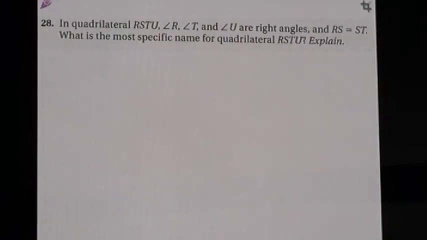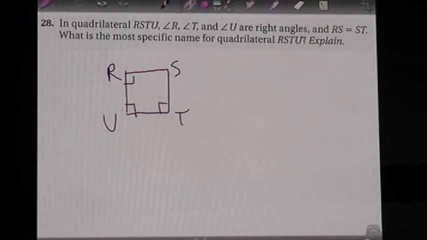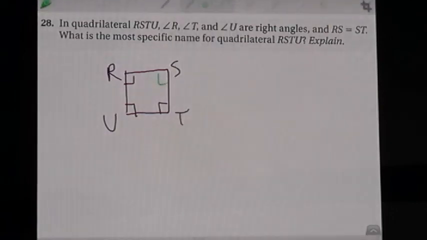In quadrilateral RSTU, R, T, and U are right angles, and RS is congruent to ST. What is the most specific name? RSTU, and we know R, T, and U are right angles. Well, S has to be a right angle, because that's all that's left. So we know it's a right angle.